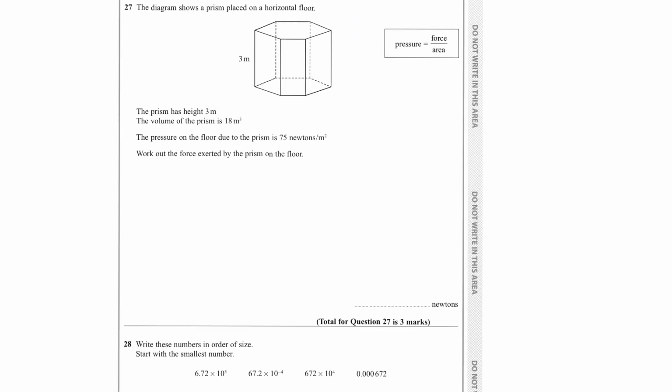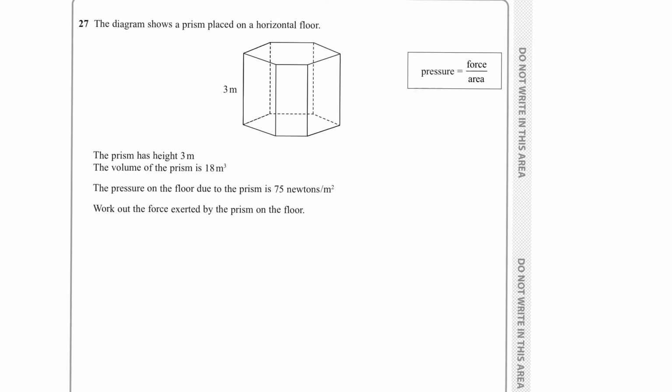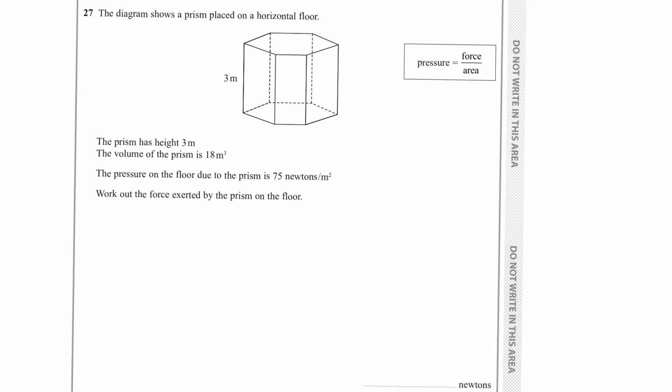And then looking at question 27. Question 27 shows a prism placed on a horizontal floor. It's given us the height, the volume, and it said the pressure on the floor due to the prism is 75 newtons per meter squared. It wants us to work out the force. It's given us the formula, so you're lucky that you don't have to learn that.